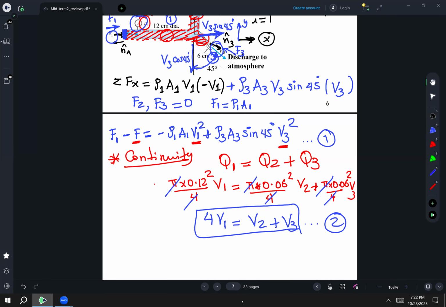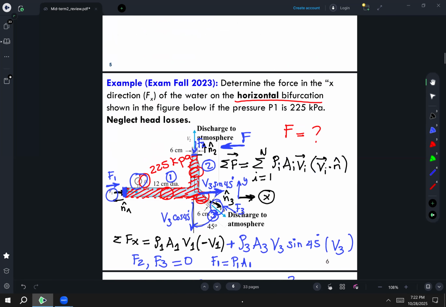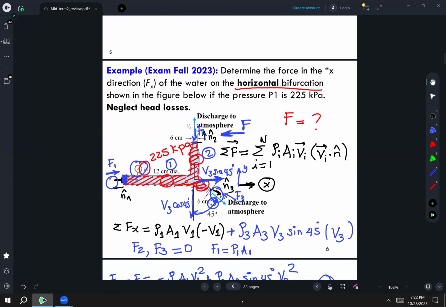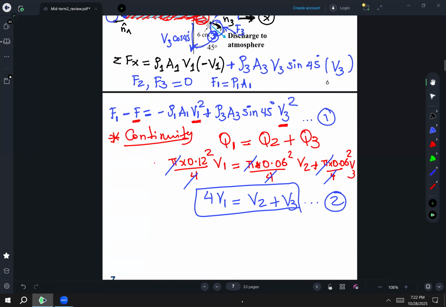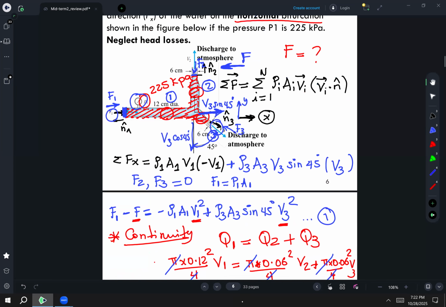Now, one condition of the problem is to neglect head losses. So that is inviting me to apply the Bernoulli equation or the energy equation. In this case, I can apply, for example, the Bernoulli equation between 1 and 2, or 1 and 3, or 2 and 3. Okay, but I can apply at least two Bernoulli equations here, between 1 and 3, for example, and between 2 and 3.